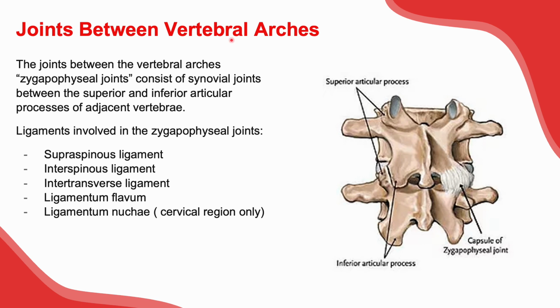The joints between the vertebral arches are basically the zygapophysial joints, and they are the facet joints that we discussed. The ligaments involved in the facet joints are the supraspinous ligament, the interspinous ligament, the intertransverse ligament, ligamentum flavum, and ligamentum nuchae, which is only found in the cervical region. And I'll show you these ligaments in the next slide.